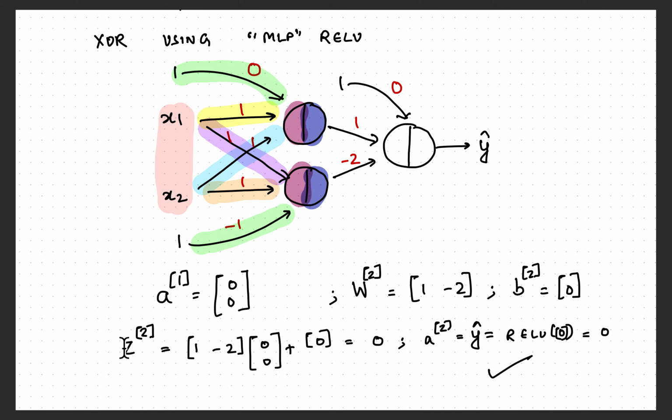And now I can write capital Z square bracket 2 as the multiplication of W square bracket 2 times a of 1 plus b of 2, which is 0. And if you apply ReLU on top of this, you'll again get 0, which is the desired output, right? If you remember, we expected that when both inputs are 0, XOR should give you 0. So we've been able to work through this example, and it seems that this network is correct, at least for this particular example.